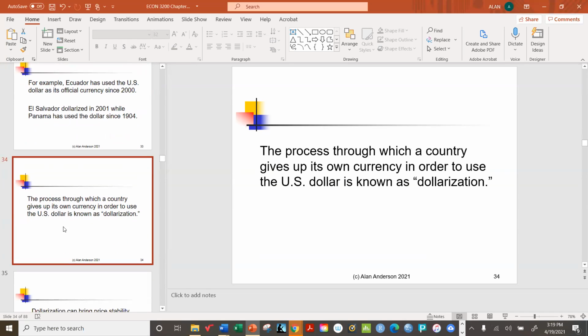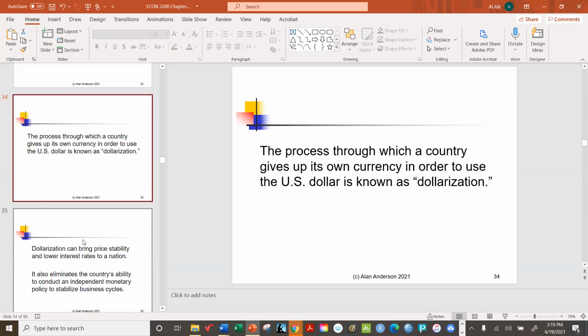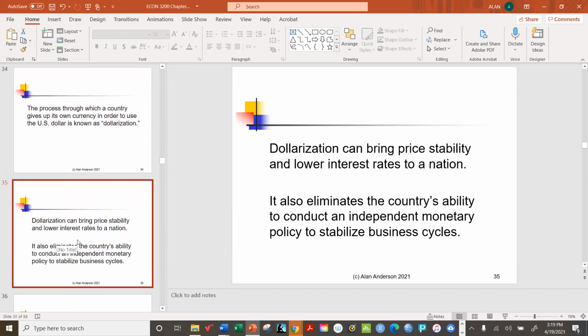Okay, so this process is known as dollarization. But on the good side, it can bring price stability and lower interest rates to a country. In other words, Ecuador's interest rates and inflation rates were very high when they decided to go with dollarization. And as a result of dollarizing, their interest rates and inflation rates are much, much closer to those of the United States. And that's what they're getting. In other words, you get rid of all the uncertainty and you reduce your inflation rate and your interest rates down to levels that are consistent with those in the United States.